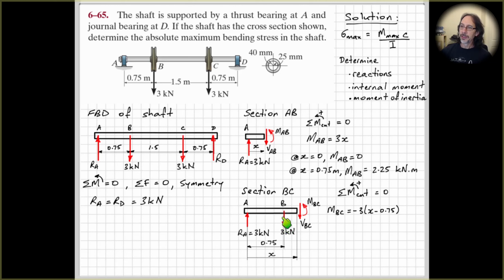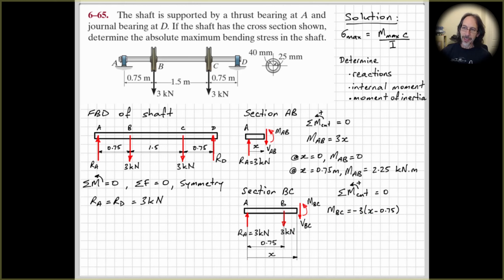So this 3 here. The distance from the cut is x minus 0.75, times 3, tending to cause an anti-clockwise moment. All right, so this is a little bit tricky because I've taken a shortcut. I can see that this moment is in the same direction as M_BC, so therefore when I put it on the other side of the equal sign, it becomes minus.